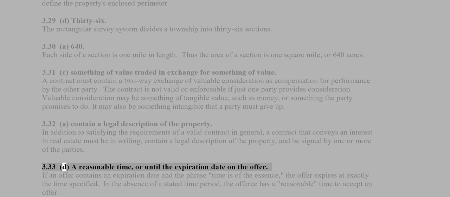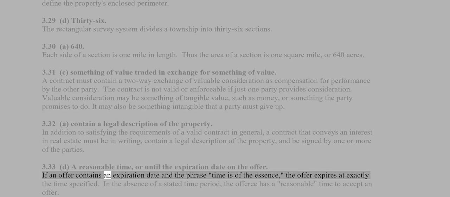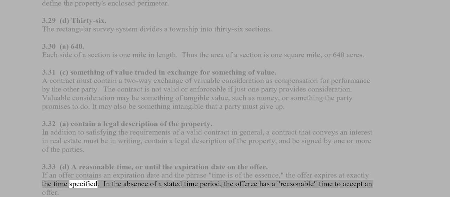3.33 D. A reasonable time, or until the expiration date on the offer. If an offer contains an expiration date and the phrase time is of the essence, the offer expires at exactly the time specified. In the absence of a stated time period, the offeree has a reasonable time to accept an offer.